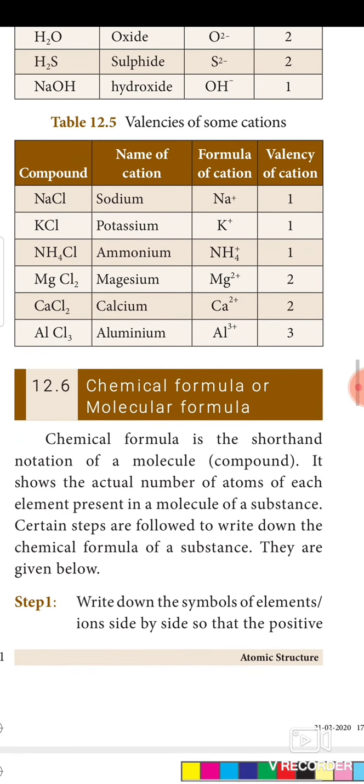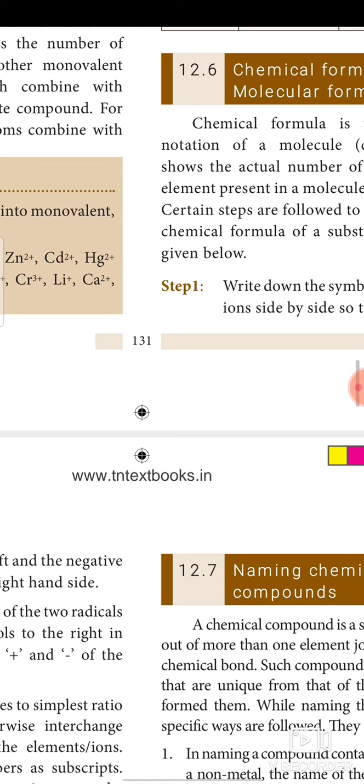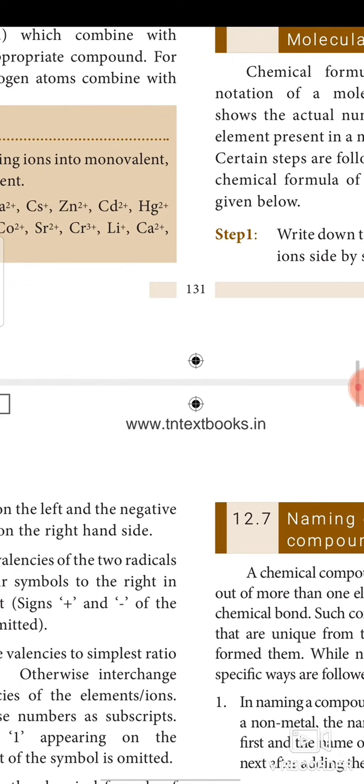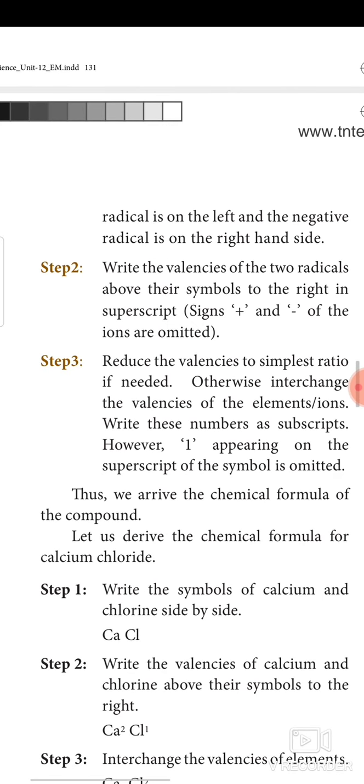So, chemical formula or molecular formula. How can we attain a chemical or molecular formula? They have given you a few steps. See the first step. Write down the symbol of the element or ion side by side so that the positive radical is on the left and the negative radical is on the right hand side. Okay. Step 2. Write the... see the example side by side. Step 1 example, Ca on the left and Cl on the right. Okay.